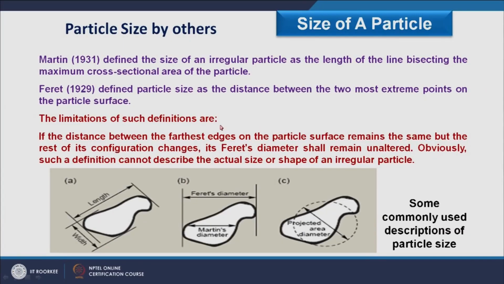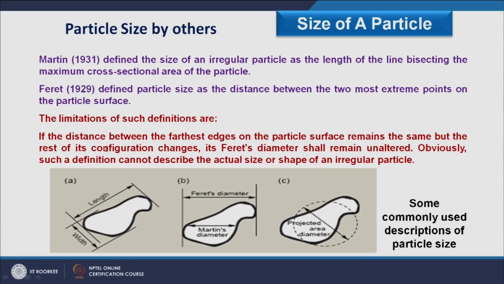The limitations of such definitions are: if the distance between the farthest edges on the particle surface remains the same but the rest of its configuration changes, the Feret's diameter and Martin's diameter shall remain unaltered. That's why I am saying that if on this side one particle has 1 mm and another particle has 2 mm, both will have the same Feret's and Martin's diameter. So obviously such a definition cannot describe the actual size or shape of an irregular particle. So that is the limitation of this.